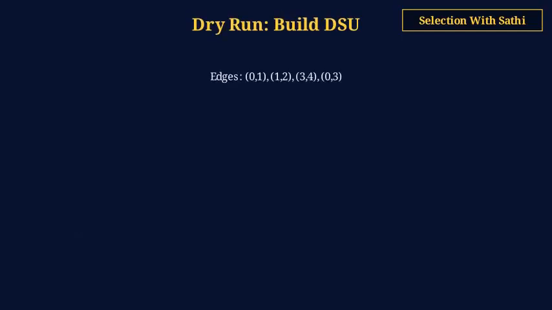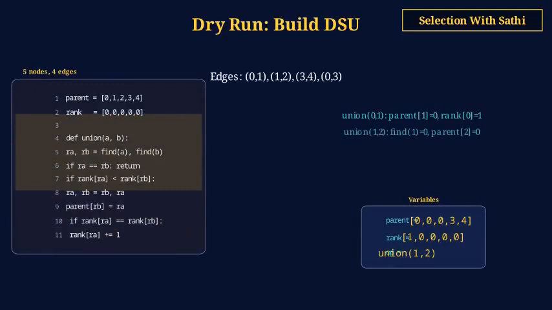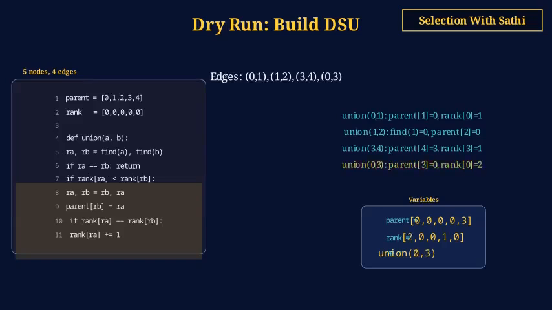Let us trace union find on 6 nodes. Initially, each node is its own set. Union 0 and 1, both are roots with rank 0. Make 0 the root, rank of 0 becomes 1. Parent array, 0 is parent of 1. Union 2 and 3, same situation. Make 2 the root, rank of 2 becomes 1.